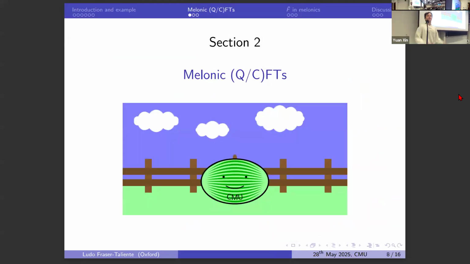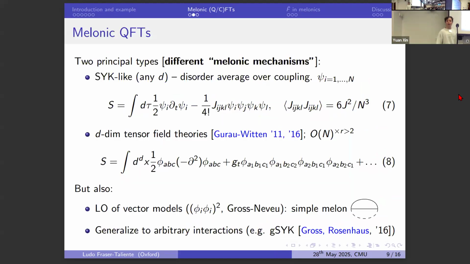Good. Okay. Finally, what's a melonic QFT or CFT? So there are basically 2 principal types, which I call different melonic mechanisms, but this won't really end up mattering. What matters is that it's large N. And a particular thing happens, which I'll show you in a second. So SYK-like means you still have a disorder average over the coupling. So you've got lots of fields, and you have some basically Gaussian random coupling, this is the standard SYK case. But we also have actual genuine quantum field theories that don't involve this disorder average.